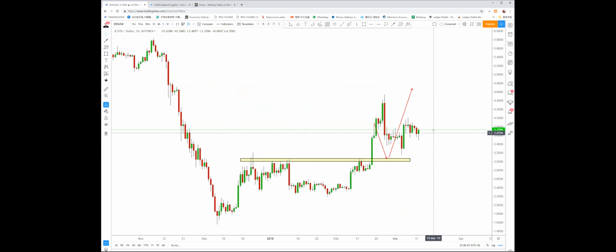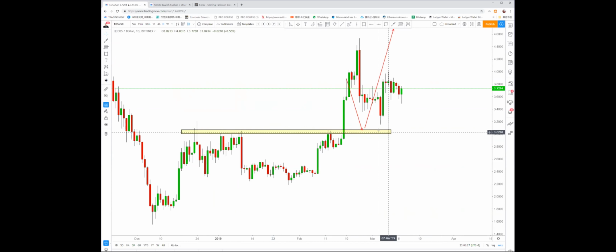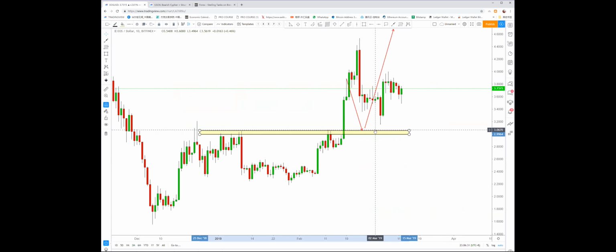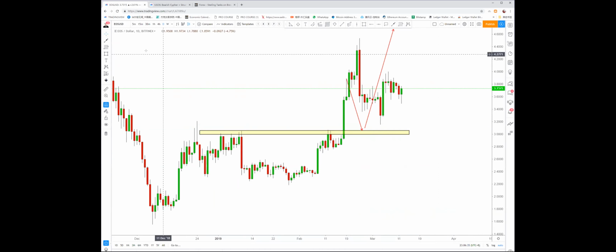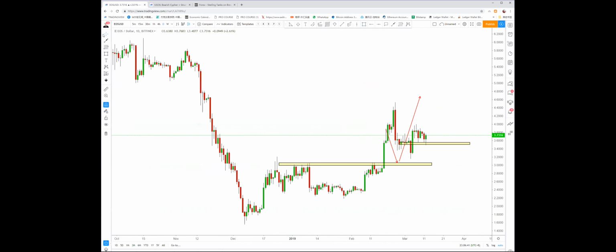For EOS, it's the same thing, but EOS is a bit strong. It didn't really get back to 3.06. Now it's at 3.73. So what you can do is utilize this structure here to buy. Okay, I'm bullish for the cryptocurrency at this moment.